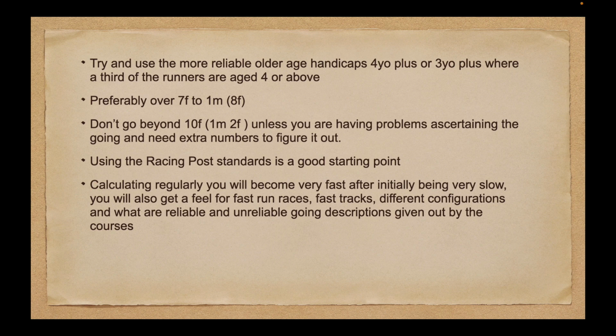Using the Racing Post standard time is a good starting point, but you will discover that there are some anomalies. So I've got, with me, 7 furlongs on the July course, a little bit off for me at Newmarket. Hamilton can be a nightmare. Some tracks are very, very difficult to work out. So by calculating regularly, you'll become very fast after initially being exceptionally slow and finding it hard. Okay, you'll get a feel for fast run races, fast tracks, different configurations, and what are reliable and unreliable going descriptions given out by the courses.